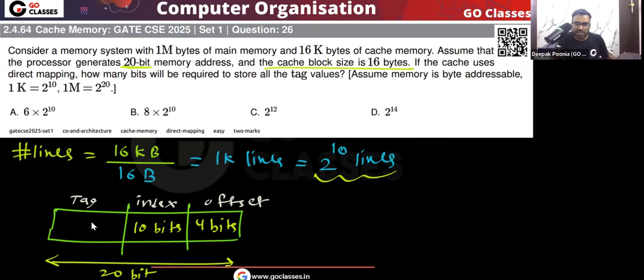So how many bits do I need for the tag? That will be only 6 bits. Yes or no? We need 6 bits for the tag.